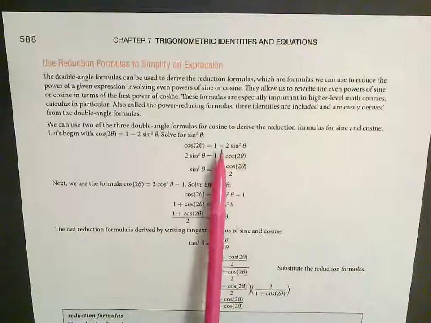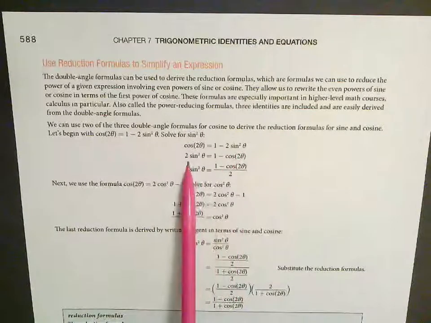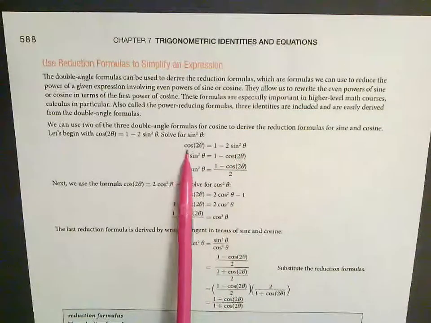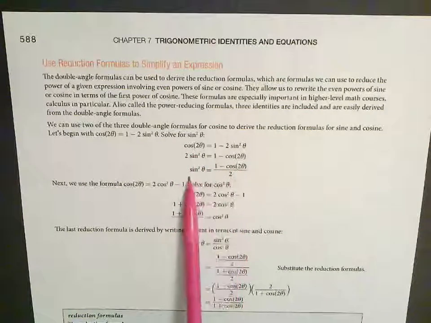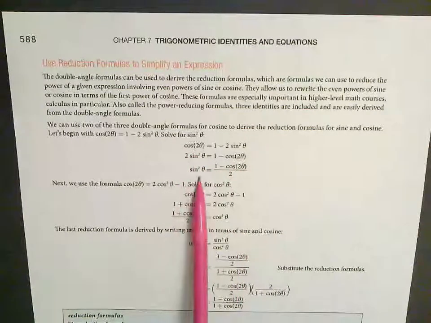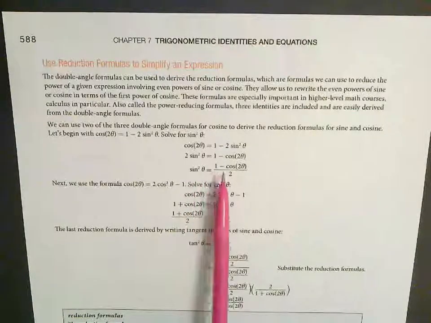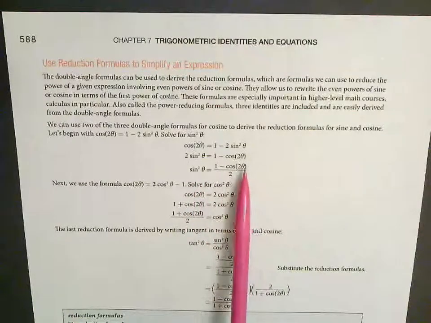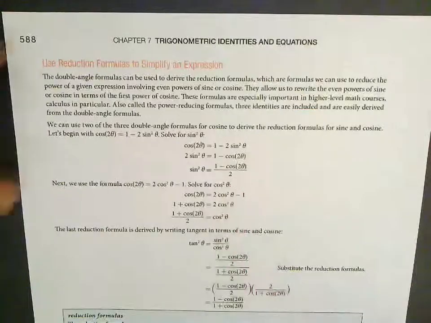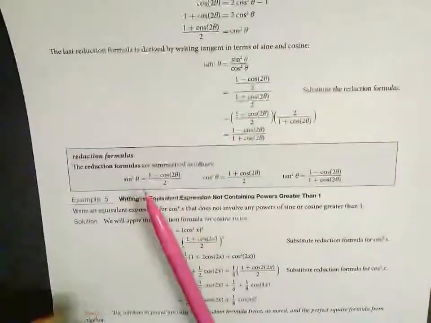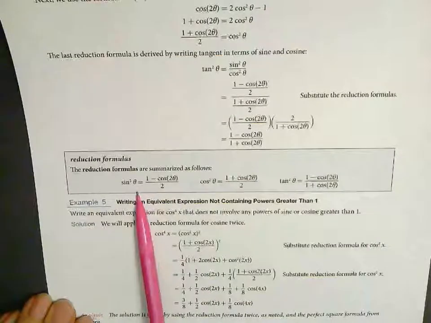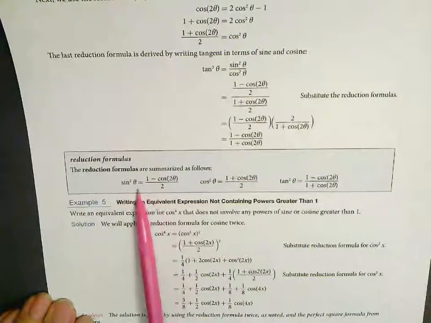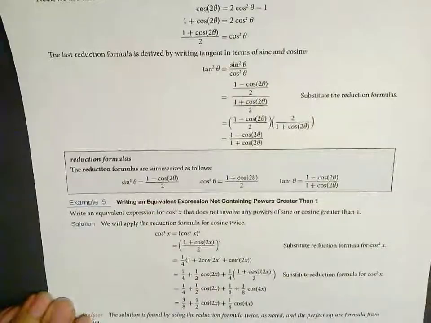We're going to add 2 sine squared of theta to both sides. Then we're going to subtract cosine of 2 theta from both sides. Then we're going to divide each side by 2. And here we have sine squared of theta is equal to 1 minus cosine of 2 theta divided by 2. You see, that is one of our first reduction formulas. So we use the double angle formulas to get a reduction formula.